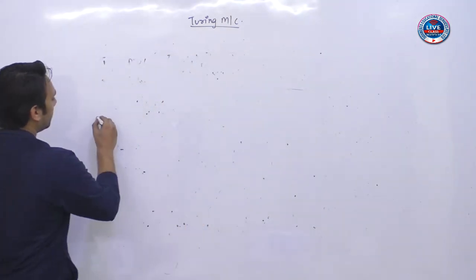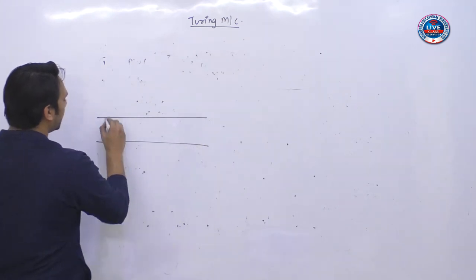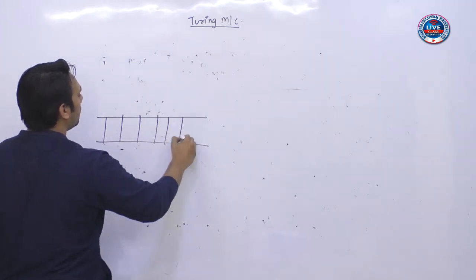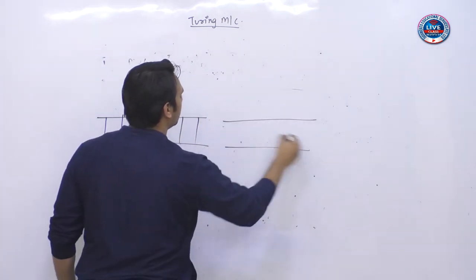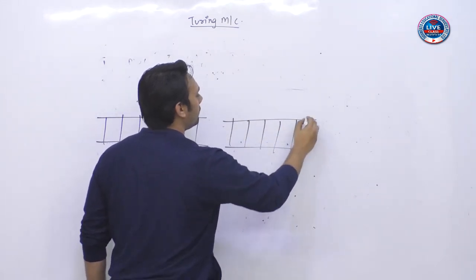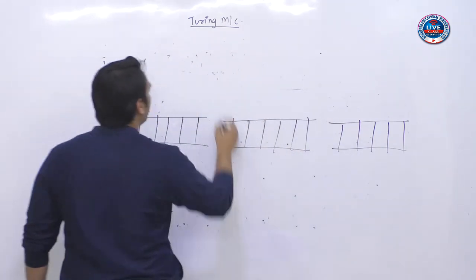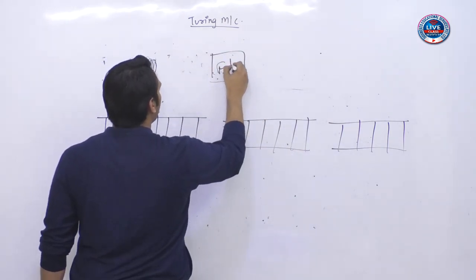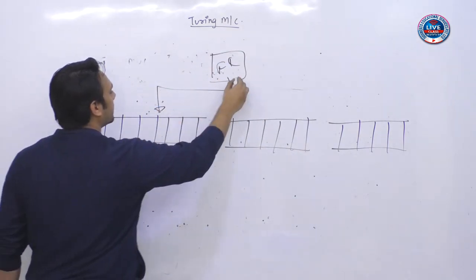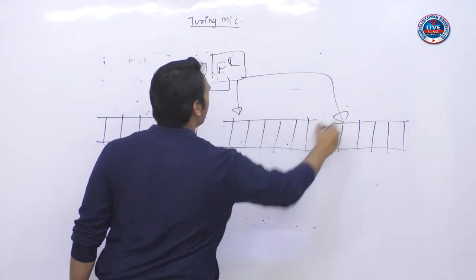In that Turing machine, we have 3 tapes. Okay, one tape, second tape, and this is your third tape. You will be having 3 tapes. And you have a finite control. And this finite control is having 3 heads.